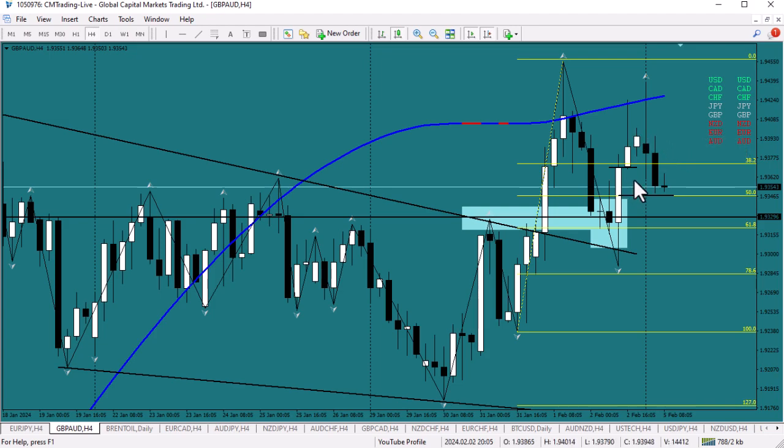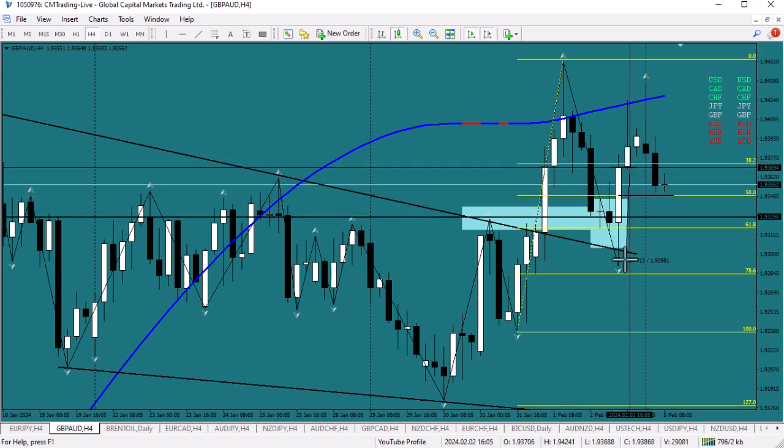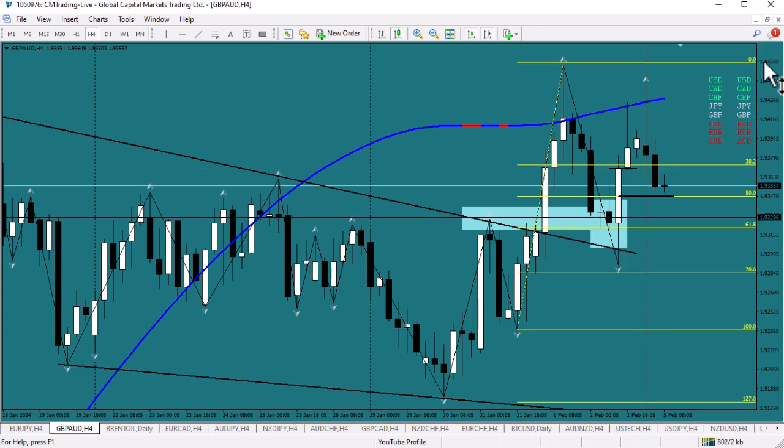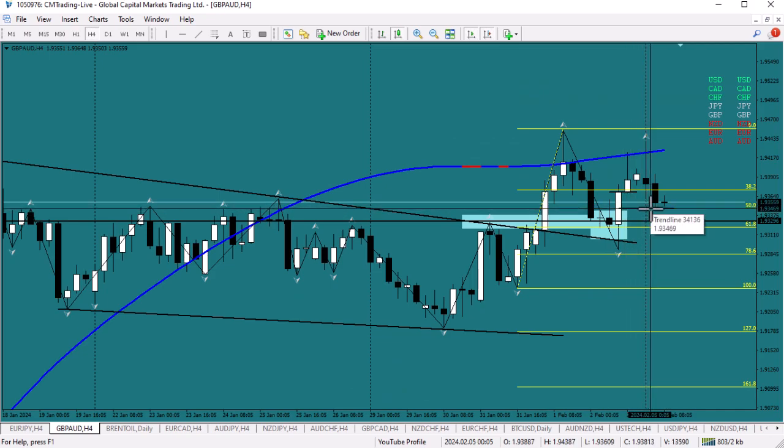So let's see. Nonetheless, that's two entries, 100% fine with that. Stop loss risk on this trade started up there, and you're looking at about a 90 pip risk, which is not bad for a cross. And if you did the halfway mark here now, you're looking at about a 70 pip risk. All right, so we're looking at about 150, 140, 130.